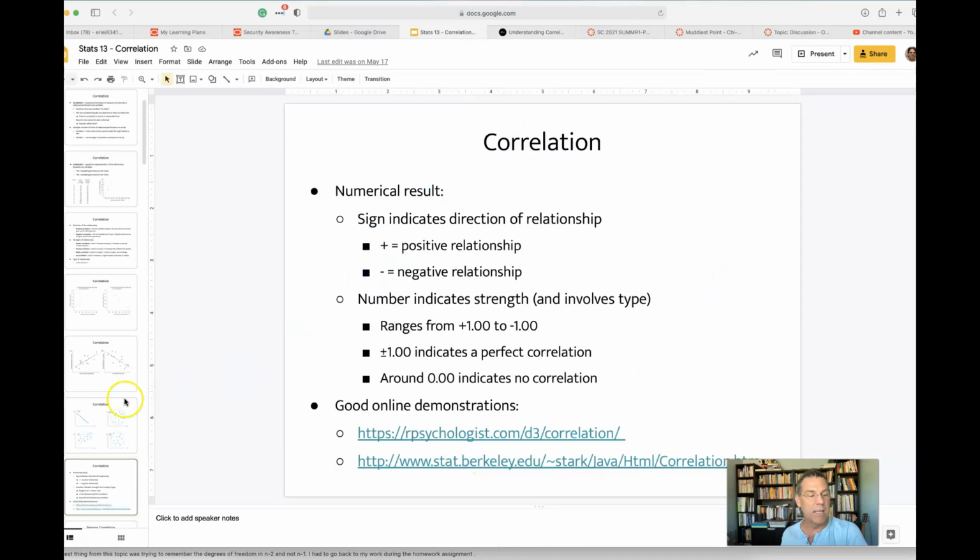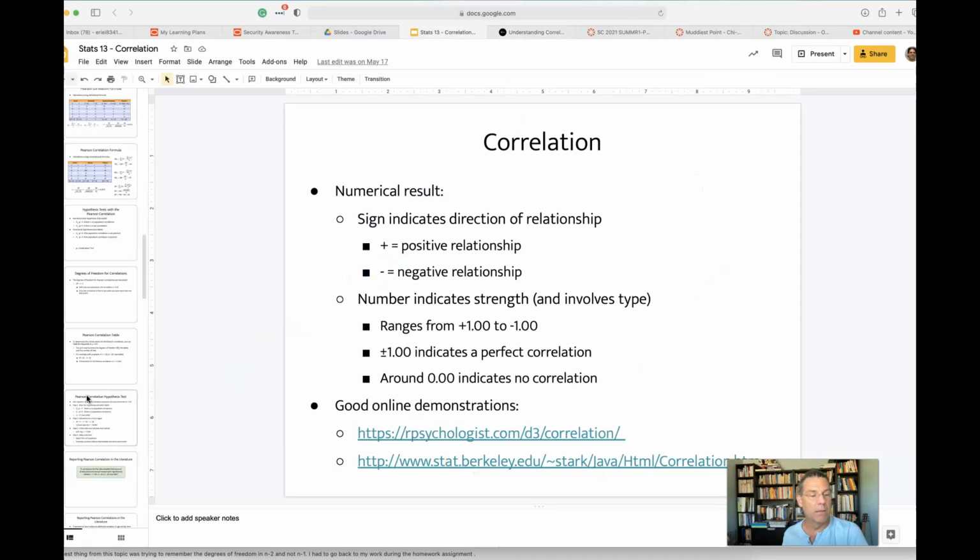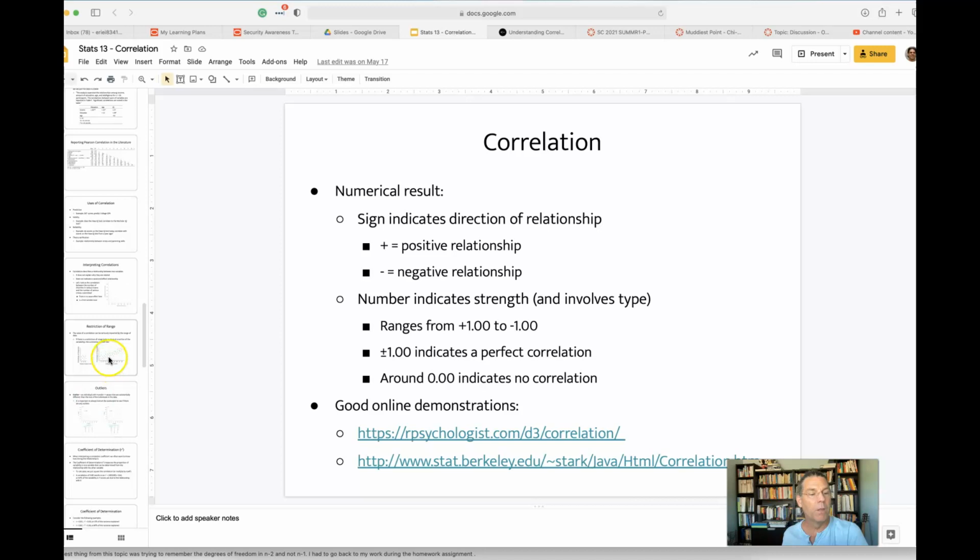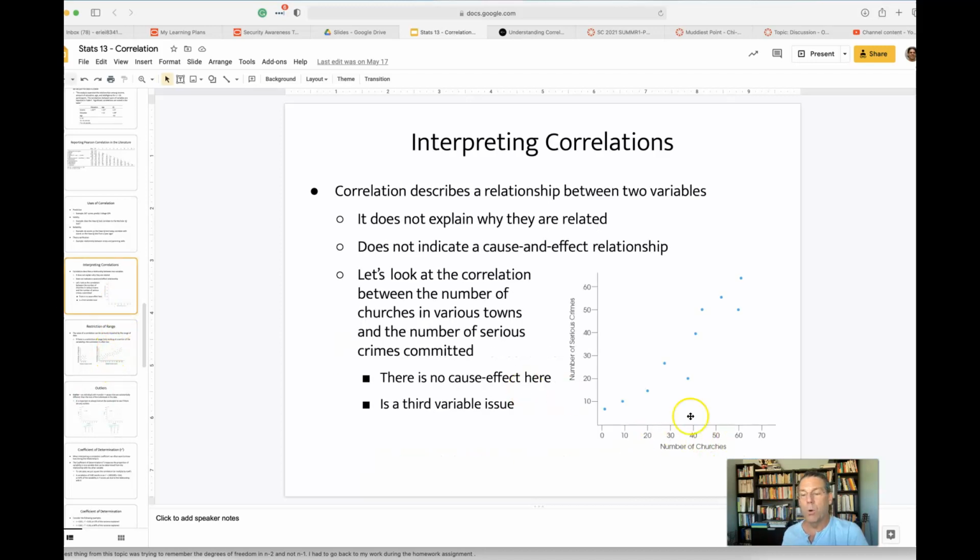In this example, there's one in here that I think is a good one to talk about, the correlation between churches and serious crimes. That looks like a nice, strong, positive correlation. Well, the problem is we can't say anything causal. All we can say is that the number of churches seems to be correlated with the number of serious crimes.